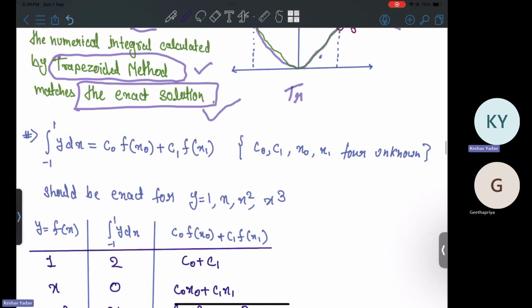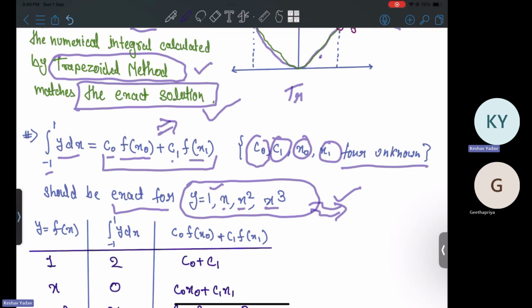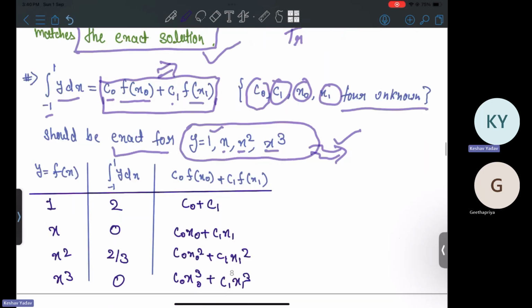Suppose this is my interval -1 to 1. I want to find the integral from -1 to 1 of y dx using the trapezoidal method, meaning c0 f(x0) plus c1 f(x1). This x0 and x1 are unknown, and similarly the coefficients c0 and c1 are unknown. So we have 4 unknowns. We can assume y as the same function to find the exact solution, meaning if y is 1, or x, or x square, or x cube, or any linear combination of them, then it will give the exact integral.